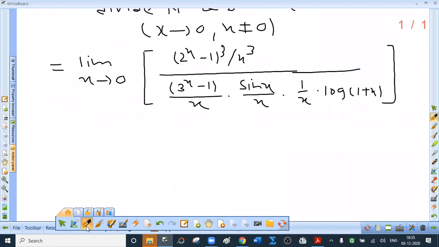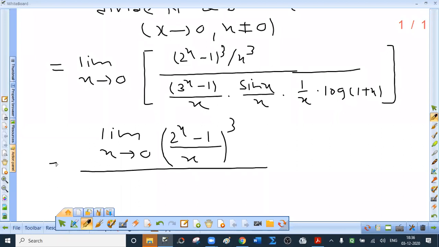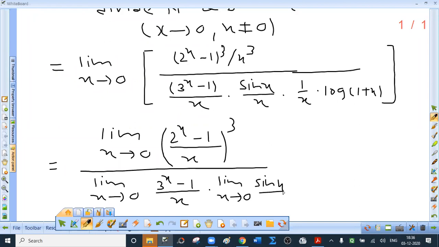So, in the next step, I will write limit x tends to 0, 2 raised to x minus 1 upon x, cube, into limit x tends to 0, 3 raised to x minus 1 upon x, into limit x tends to 0, sin x upon x, into limit x tends to 0. What is n log m? Log of m raised to n. So log of 1 plus x raised to 1 upon x.